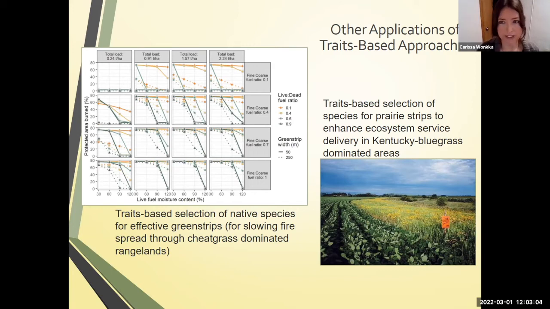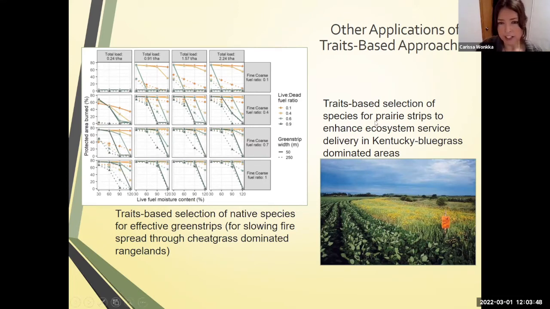And so total fuel load is related to productivity. You see that up here. Fine to coarse fuel ratio is related to stemminess, how many leaves versus how many stems. Live fuel moisture content, that's a trait of plants where they stay green for a long time or they dry out and senesce. And then live to dead fuel ratio also speaks to that senescence. So something like crested wheatgrass, when it hits a droughty period, will drop a lot of its leaves, or senesce a lot of its leaves, in order to have some drought tolerance. And so we looked at that. And so basically we were able to use these plant traits to determine what combination of traits a species needs to have to effectively halt fire into these cheatgrass dominated areas.